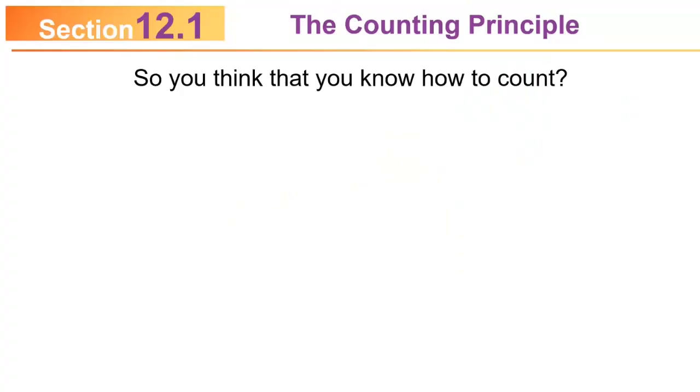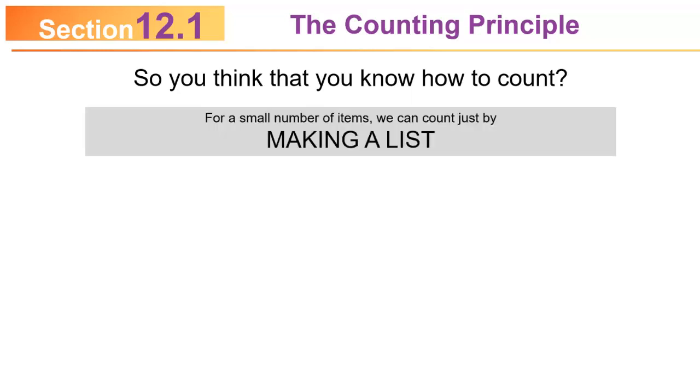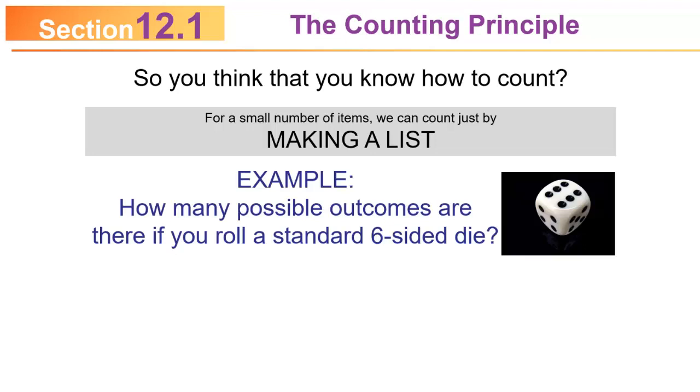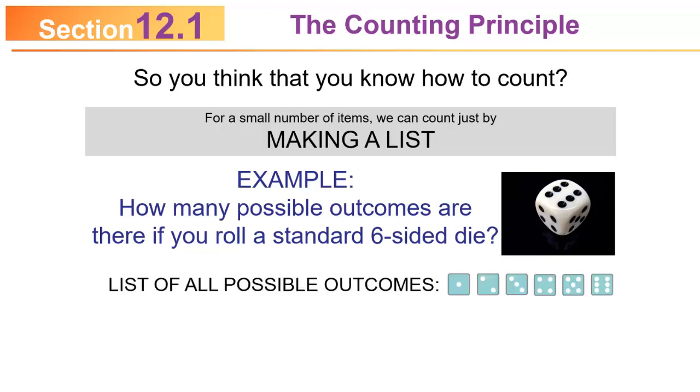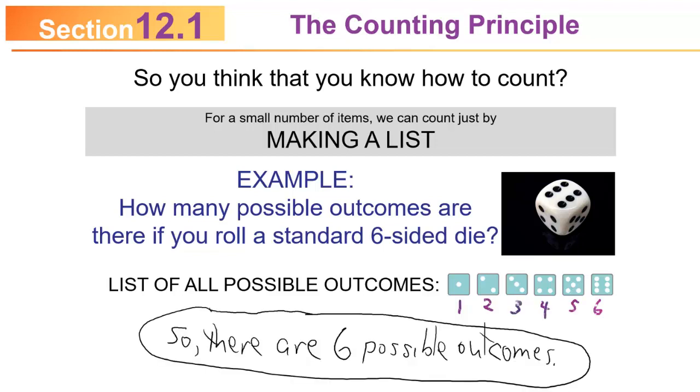So you think that you know how to count. Well, you probably do if you have a small number of items. For a small number of items, we can count just by making a list. For example, if I ask you how many possible outcomes are there if you roll a standard six-sided die, you can simply list them. 1, or 2, or 3, or 4, or 5, or 6. Those are all the possibilities for a standard six-sided die. Count them, and there are 6 possible outcomes.